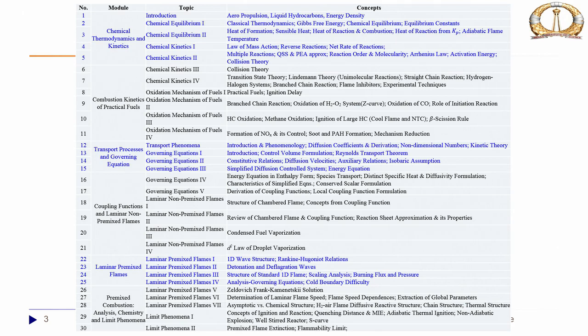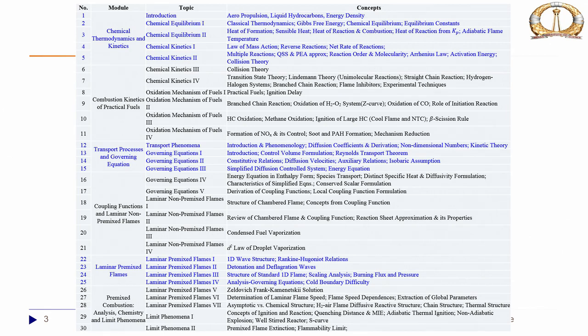Okay. So, in this module, chemical thermodynamics and kinetics, which was about 5 lectures, we first of course gave the introduction about the importance of combustion in air breathing aero engines, and how it is coupled to the high energy density of the liquid hydrocarbons. Then in chemical equilibrium we went into the topics of classical thermodynamics, maximization of entropy principle, Gibbs free energy. We talked about chemical equilibrium, the equilibrium constants, Kp, Kc if you remember. And then we looked into different things like heat of formation, and we discussed what is sensible heat, what is heat of reaction and combustion.